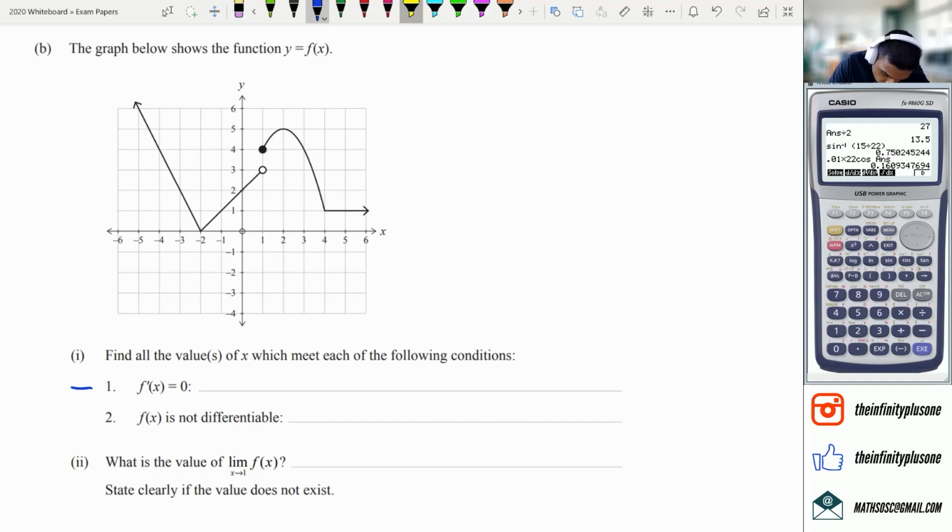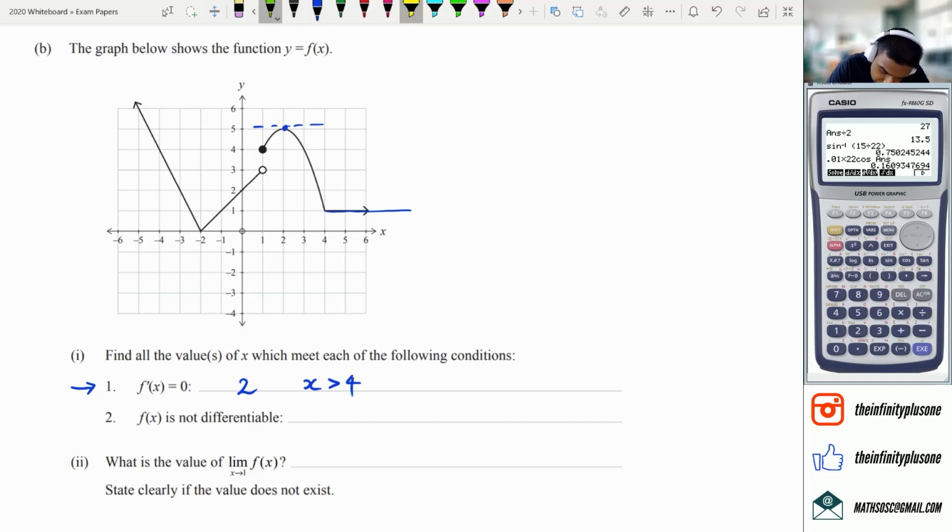So this is for question 1. Well, B1 part 1. So the gradient is equal to 0 right here because it's a flat line. So that's when x equals 2. And the gradient is also 0 when it's along this flat line after 4. So that means we've got to write it as x is greater than 4.